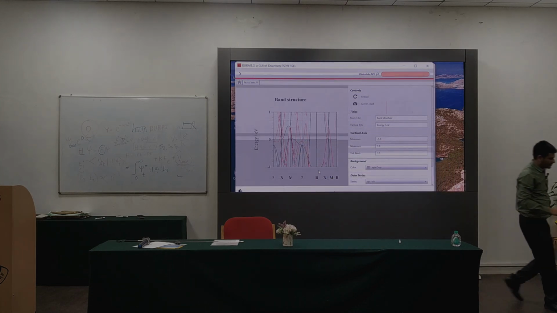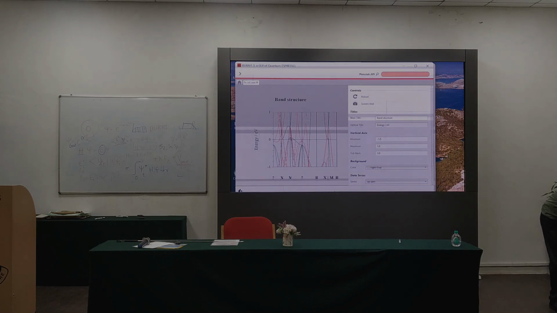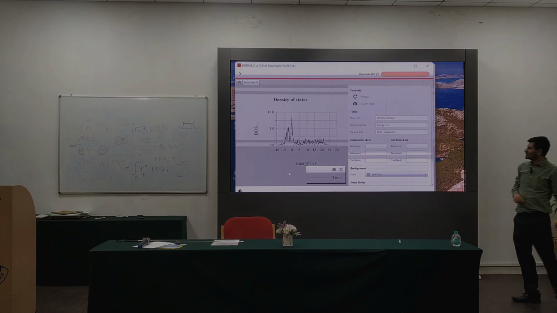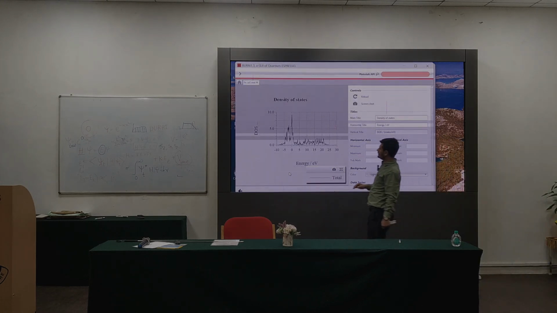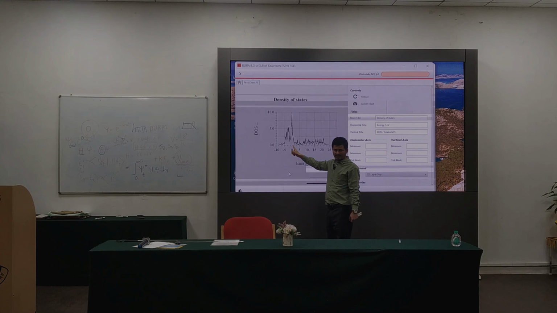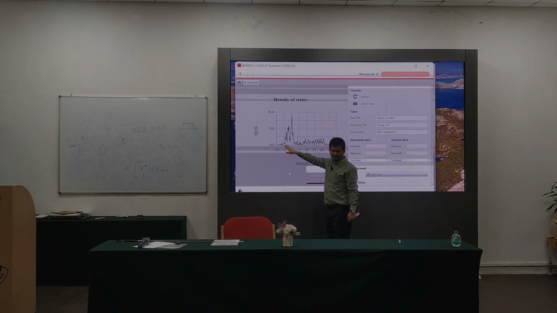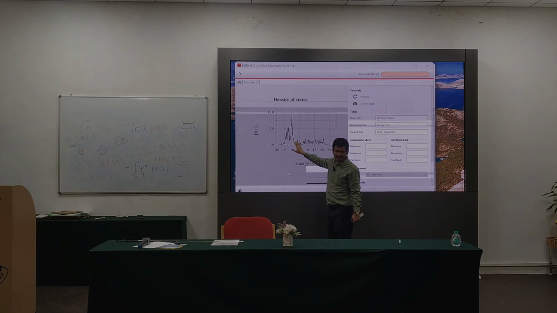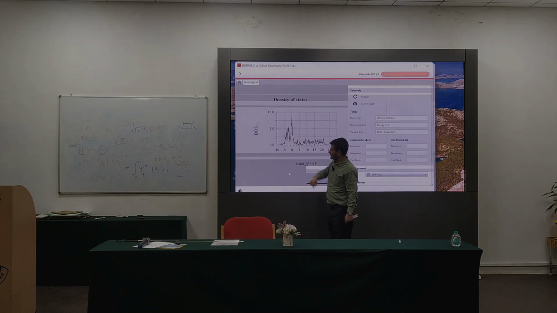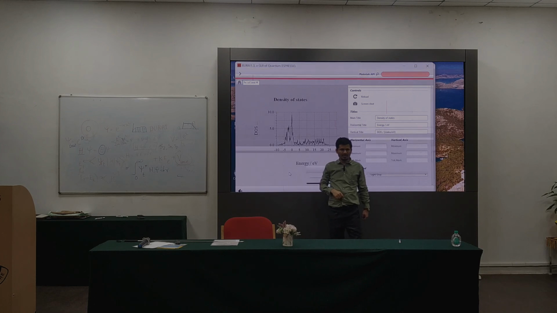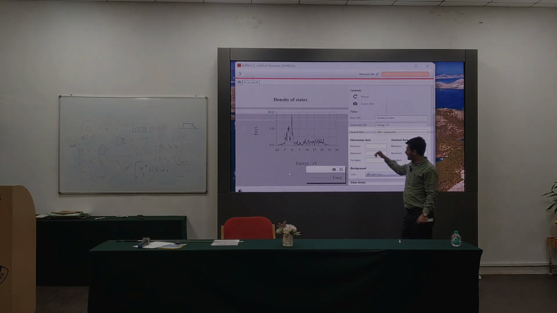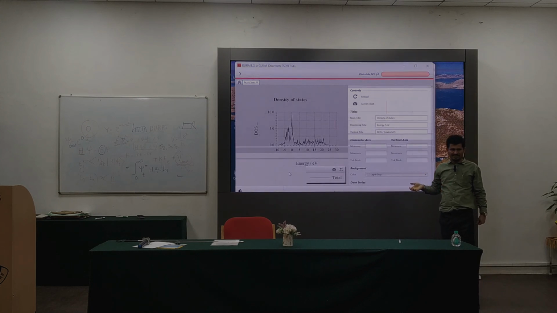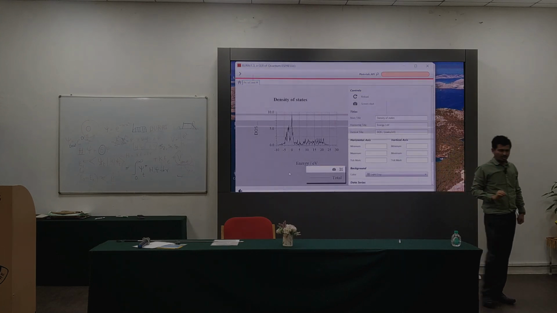Now if I go to DOS, this is my density of states. Again this is the Fermi level, below it is the valence band and above is the conduction band, but since it is a metal, there is a superposition of everything, that's why we have finite states at the Fermi level. So that is a very simple way to demonstrate, but when you do it in Linux for research, it is very, very complicated.